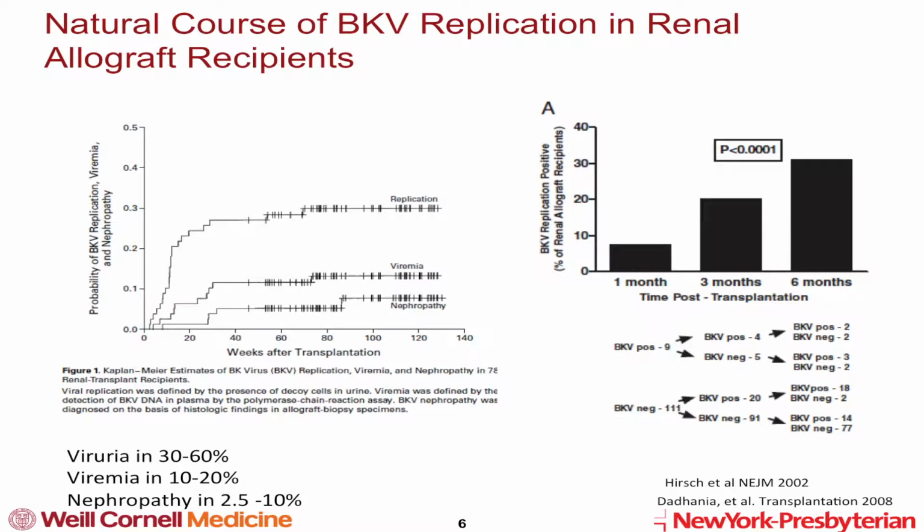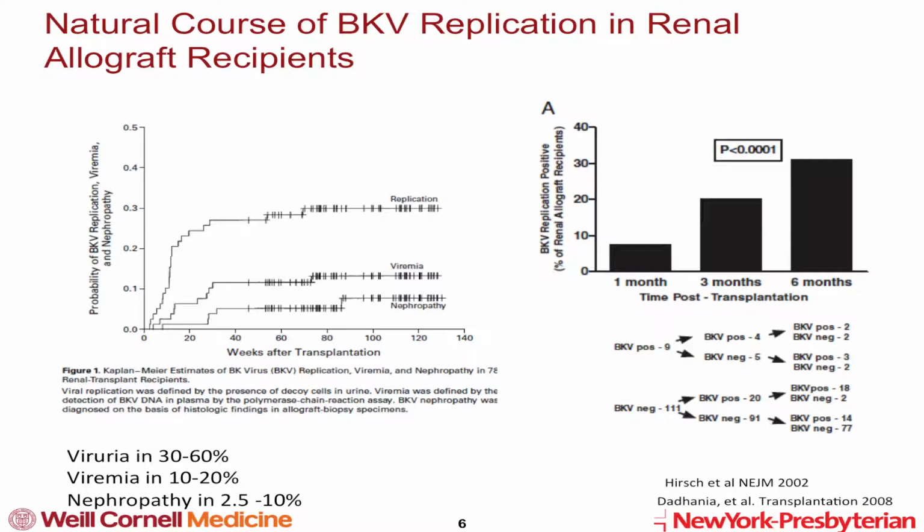In terms of the natural course of BKV infection, one of the first studies was published in the New England Journal by Dr. Hirsch et al., who studied viruria, viremia, and nephropathy. He demonstrated that replication is first detected in the setting of viruria, then viremia, and subsequently nephropathy. The incidence of viruria exceeds the incidence of viremia, which exceeds the incidence of nephropathy. So not everyone who has BKV replication develops nephropathy and allograft injury.